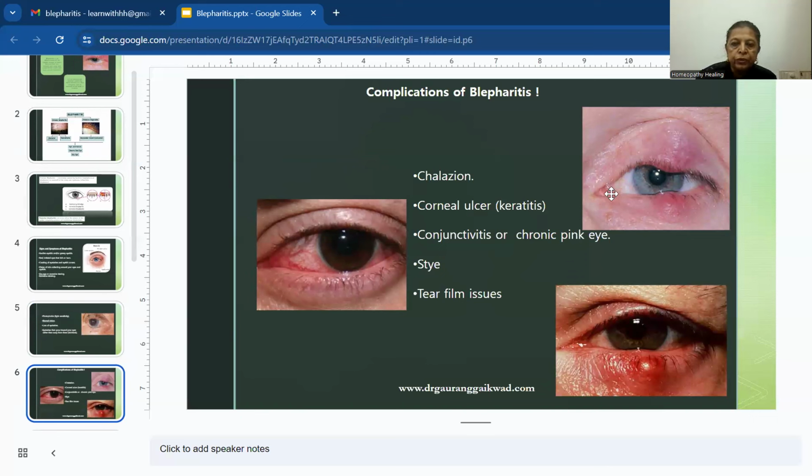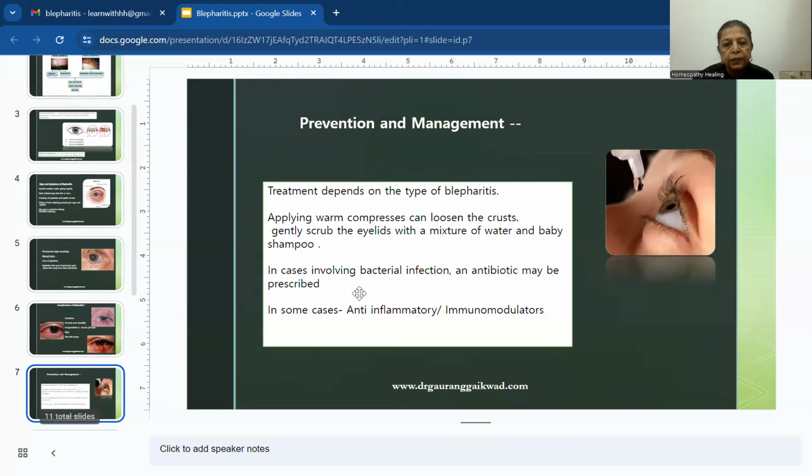And if you don't treat that, and if it remains chronic, there will be conjunctivitis. Chalazion formation may be there. That is, meibomitis can lead to chalazion. There may be corneal ulcer. Stye may be there, lots of styes. So ultimately, hygiene is very important in case of blepharitis.